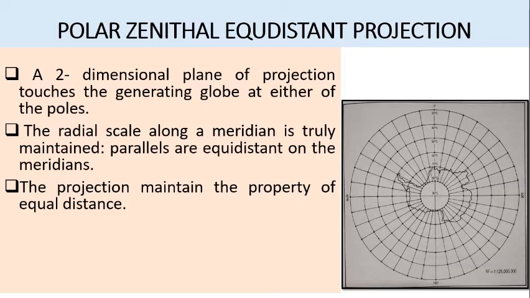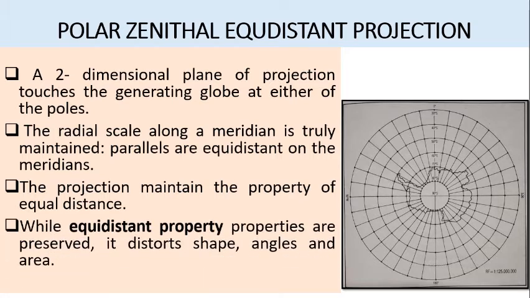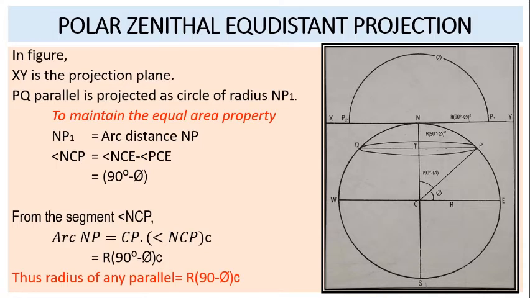The projection maintains the property of equal distance. While the equidistant property is preserved, it distorts shape, angles and area too. So the projection is not equal area, it is rather an equidistant projection. Now, how the main formula for the radius of the generating globe is derived, that formula is given here.